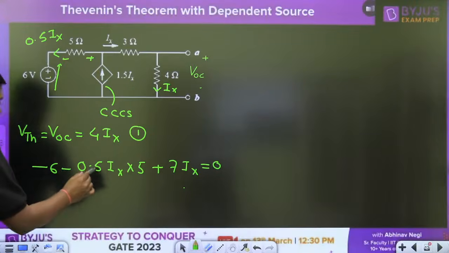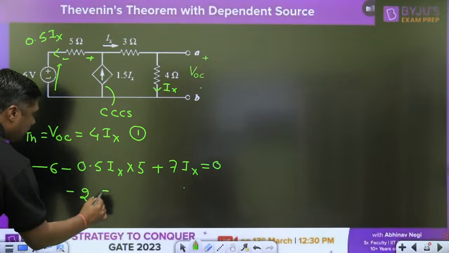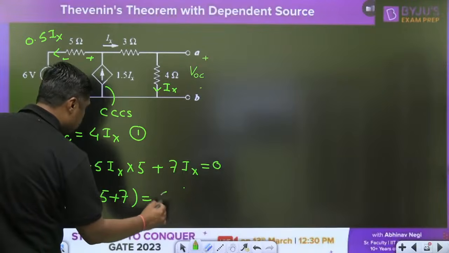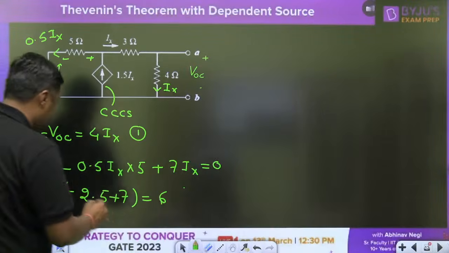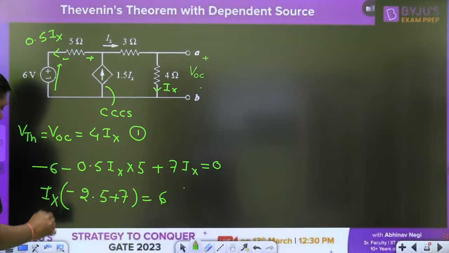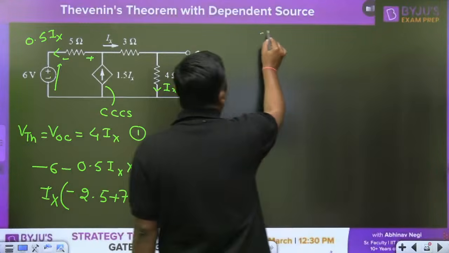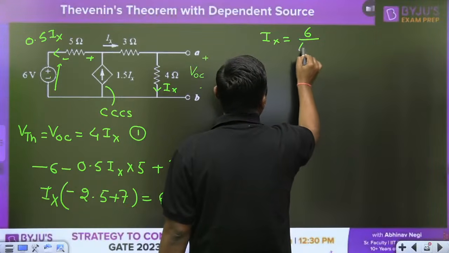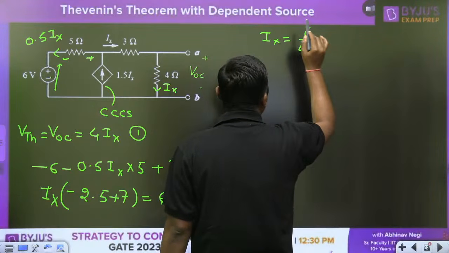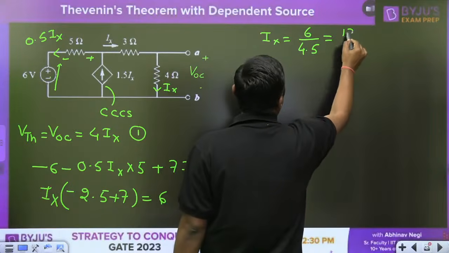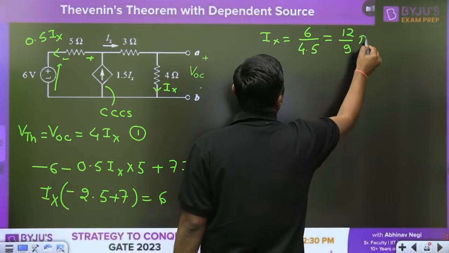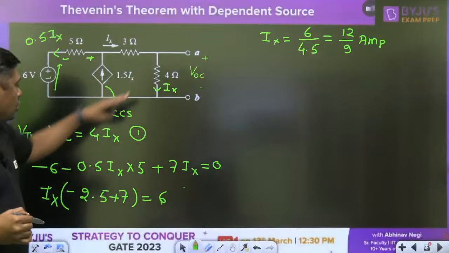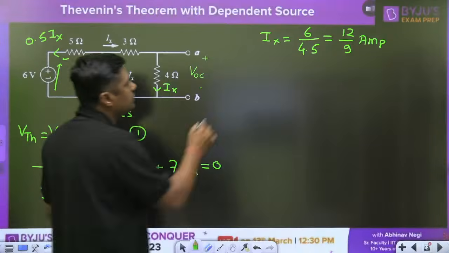Now this will become minus 2.5 plus 7, Ix is equal to 6. Now you can find the value of Ix is equal to 6 divided by 4.5, right? Or you can say 12 divided by 9. This is the 12 by 9 ampere. Now what is the VOC? Multiplied with the 4.